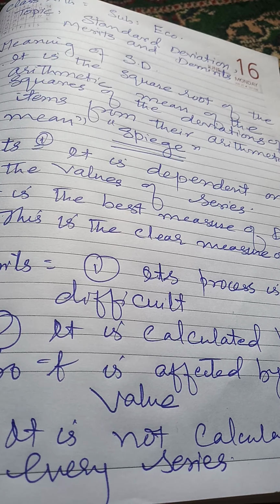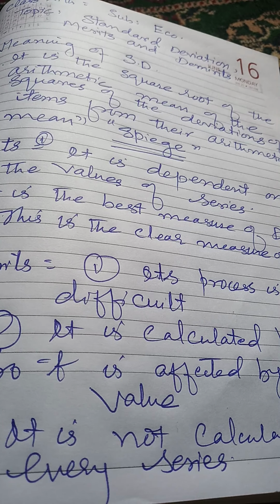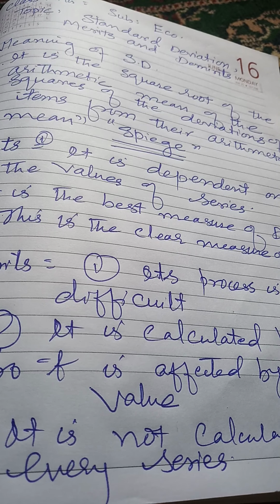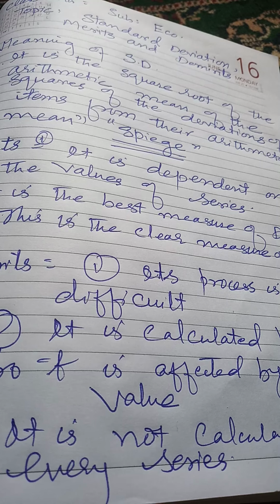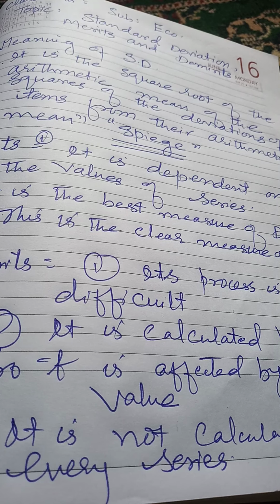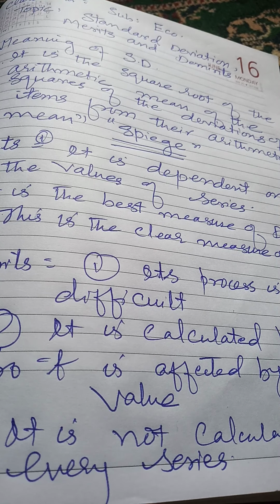Okay, then we have to be well aware of its significance and its usage in the calculation of statistical data. So far as its merits are concerned, what is its first merit? It is dependent on all values of the series. Means the values of the series should be interlinked. Only then can we make use of this method. Second, it is the best measure of dispersion. And third, it is a clear measure of dispersion.